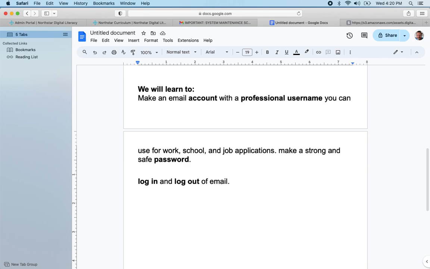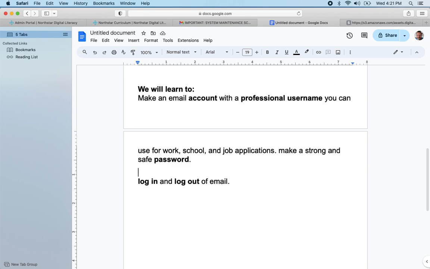Okay, email is a way to send letters to people across the internet. In order to send and receive email, you need an account. An account is just like your physical mailbox. An email account needs a username. A username is the name for your account. Today we'll make usernames that are professional.